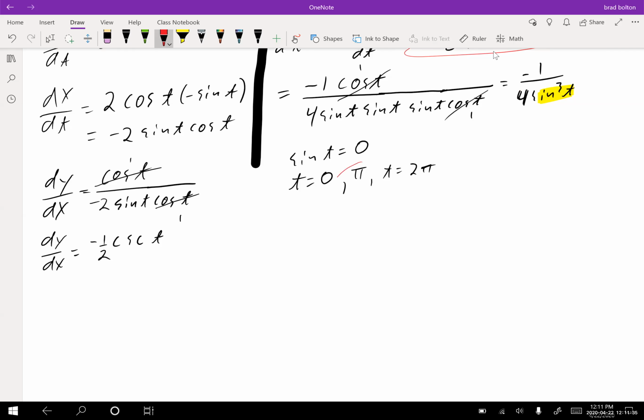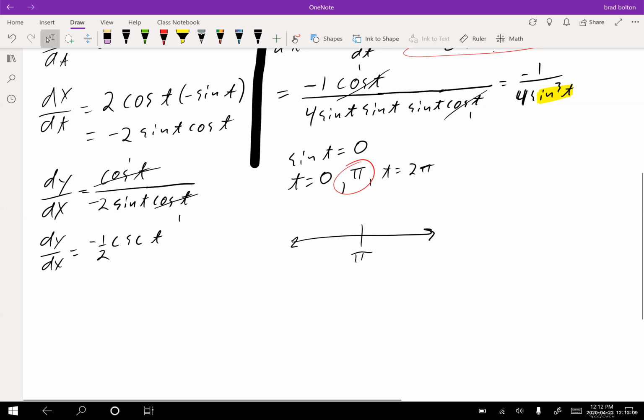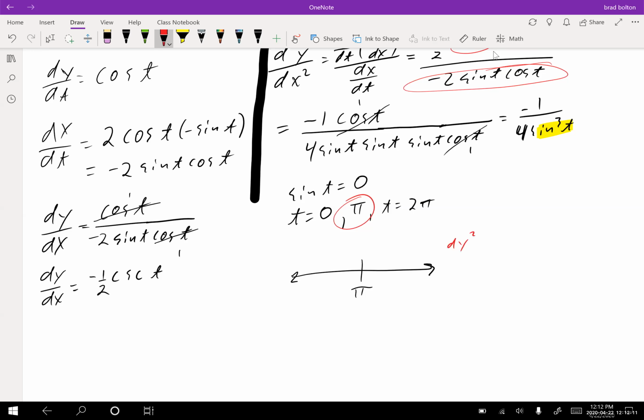However, I'm really only going to focus on the pi because 0 and 2 pi are the ends of our interval, and those really can't be changes in concavity, because we'd need something to the left or right of them. We're only talking between 0 and 2 pi, so we don't know what happens on the other side. So I'm going to put pi here in the middle and do a second derivative test on d squared y over dx squared.